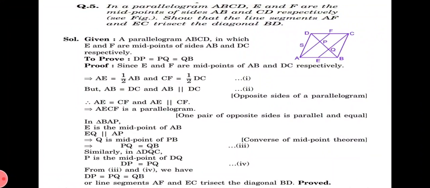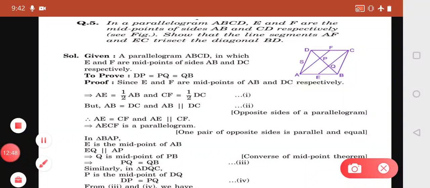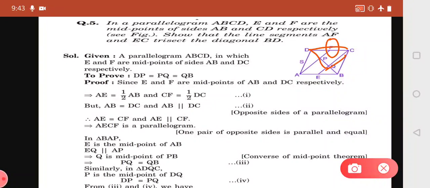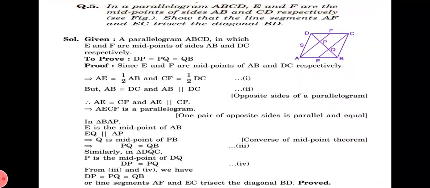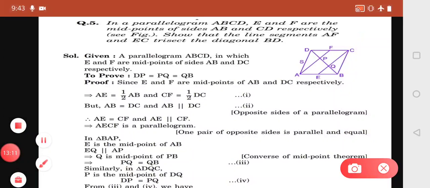Similarly, in triangle DQC, okay, now another triangle we select, that is triangle DQC. This is our triangle DQC. Again in DQC we know that F is the midpoint of CD and also PF is parallel to QC. So we get P is the midpoint of side DQ. As P is the midpoint of side DQ, we get DP equal to PQ. Let it be number 4.